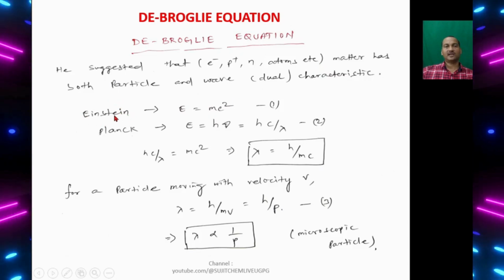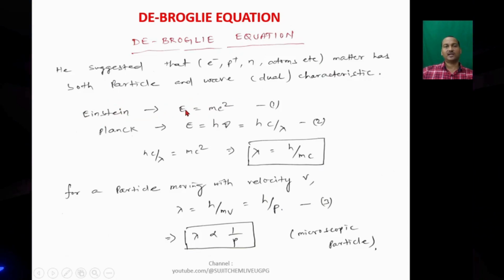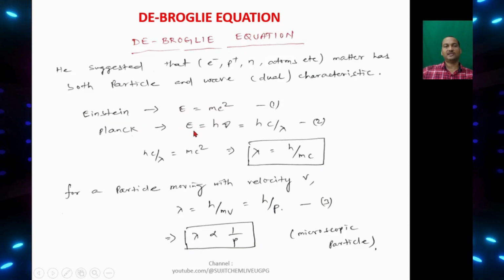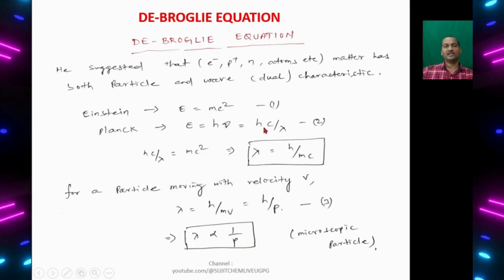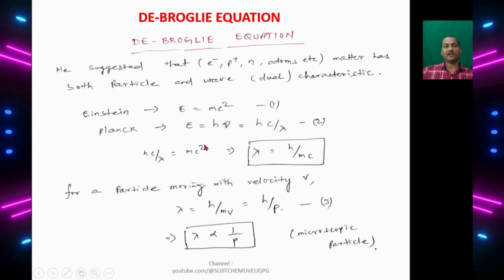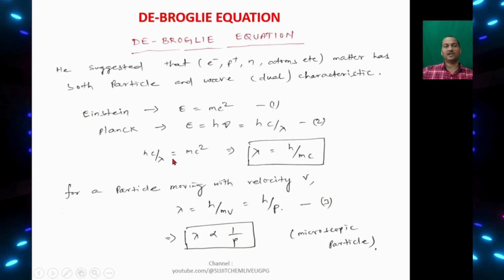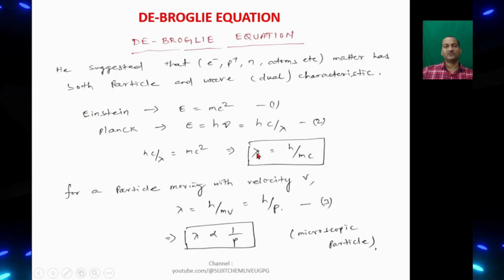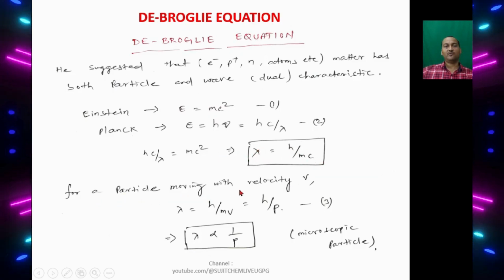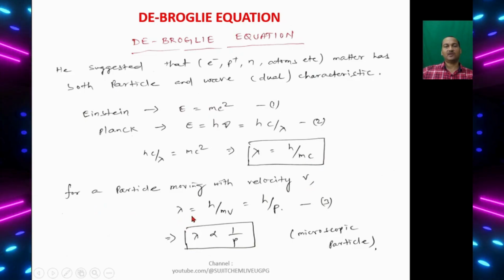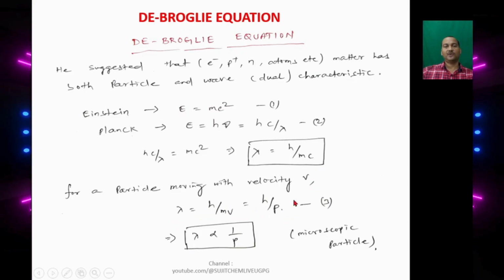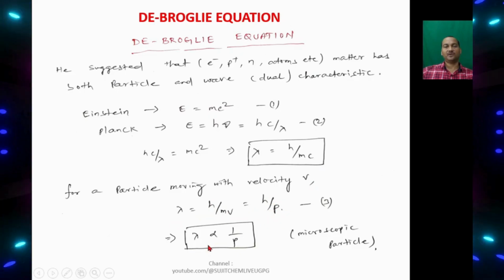According to Einstein, he gave this equation, we know that E equal to mc square. And according to Planck, the relationship is E equal to h nu, that is equal to hc upon lambda. So now if we equate equation 1 and 2, hc upon lambda equal to mc square. So lambda will be equal to h upon mc. For a particle moving with velocity v, lambda will be equal to h upon mv. So mv is the p, that is the momentum, h upon p.